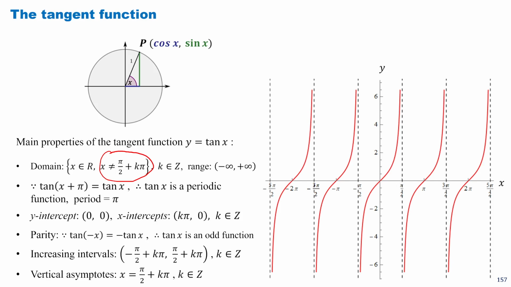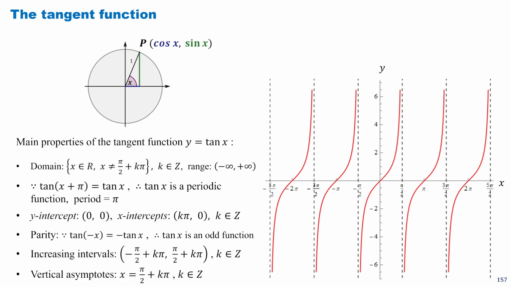Also, have a look at its y-intercept, which is (0, 0), this point here. And there are an infinite number of x-intercepts, which can all be expressed in this way, (k pi, 0), where k belongs to the integer set. Well, for any x belonging to the domain, we always have tangent negative x equals negative tangent x. So we know tangent x is an odd function, which has point symmetry about the origin. Again, make sure you're able to express all its increasing intervals.